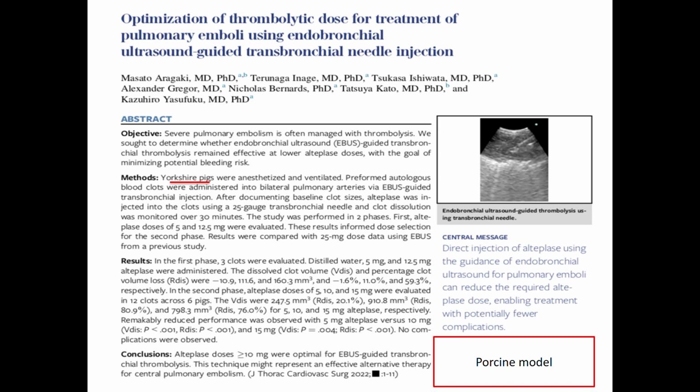This is a study which was done in pigs. As we all know, thrombolysis can also be done by catheter-directed thrombolysis. Here they have done EBUS-directed thrombolysis directly into the pulmonary artery, and they found the dose of alteplase required was almost 1/3 of that required for systemic thrombolysis. So, the dose of thrombolytics can also be reduced.